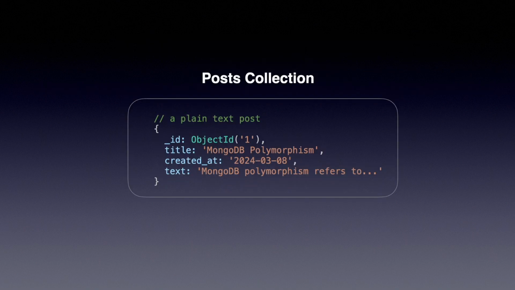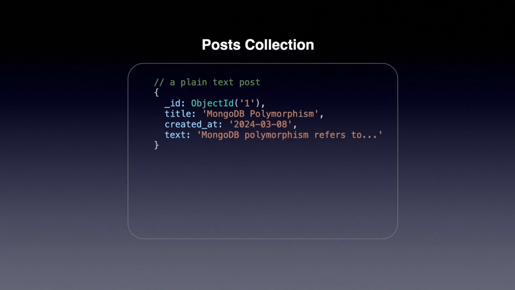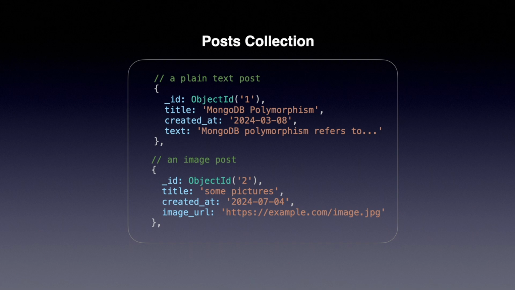After some time, we receive a new requirement to store posts with images, and these documents are often fetched together. According to MongoDB's golden rule, data that is accessed together should be stored together. So we add a new type of document in the posts collection. It looks good and everything works fine. Whenever we need to determine the type of the document, we can simply write some code to check for the existence of a specific field. A text post contains a text field, and an image post contains an image URL field.